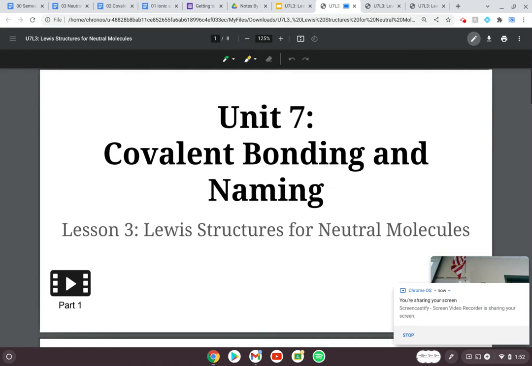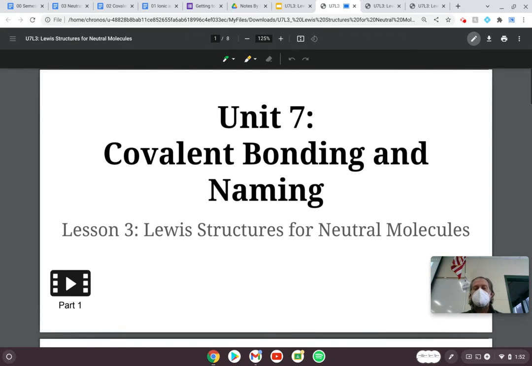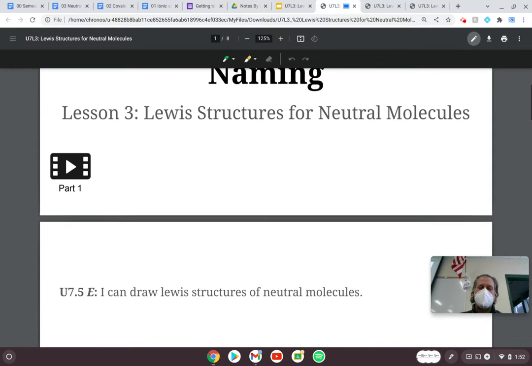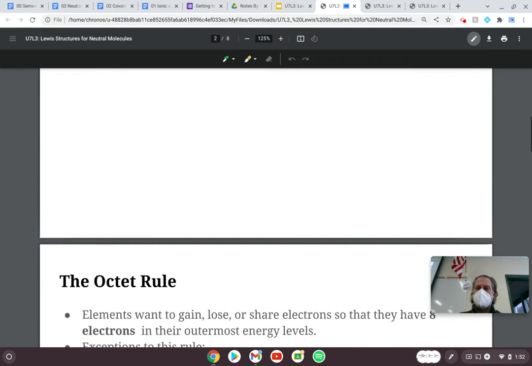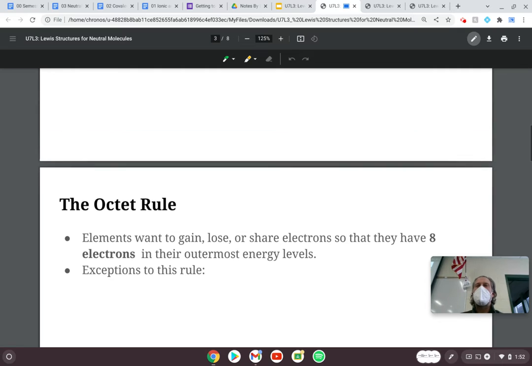So today we are going to talk a little bit about Lewis structures and neutral molecules. This is the arts and crafts portion of the unit, meaning you get to draw shapes and symbols and molecules, basically.